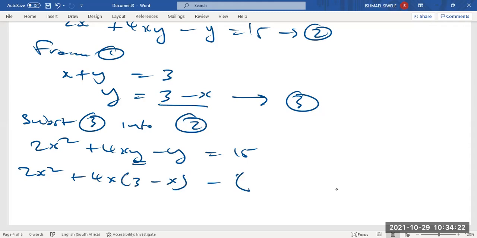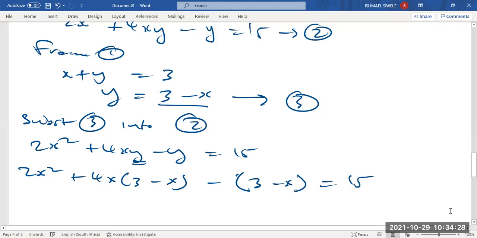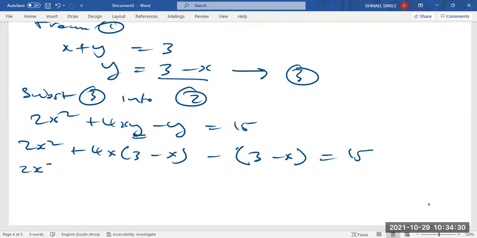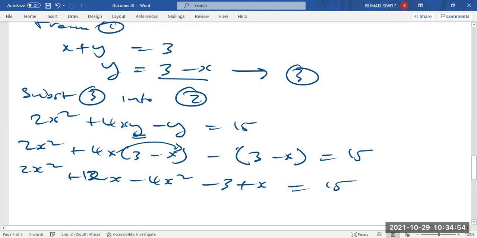Minus y, 3 minus x. So I'm going to put my 3 minus x, and everything there is equal to 15, okay? So let's work it out. 2x squared plus 4x multiplied by 3. 4 times 3, that is 12. So I have 12x. 4x multiplied by negative x, that is going to be negative 4x squared, minus multiplied by 3, that's going to be minus 3, minus multiplied by negative x, that's going to be plus x, and everything there is equal to 15.